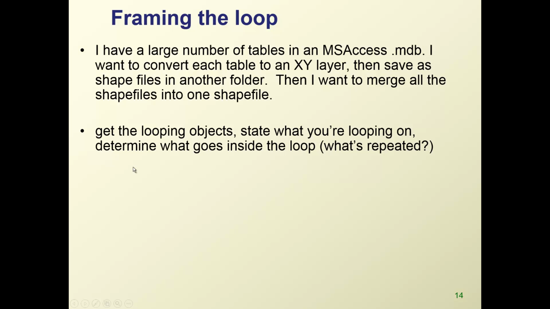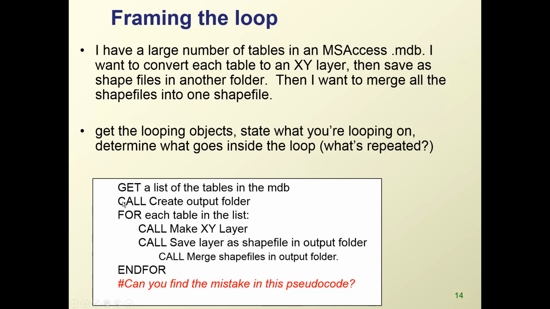So for this one, we can say get a list of tables in the MDB, call create output folder. Okay, that's something that you may or may not have thought about doing, but that's a step that would have to be done. So there's always wiggle room on level of detail for pseudocode. But anyway, for the for loop, you're going to do something for each table in the list of tables, which is call make XY layer, call save as shapefile in an output folder, and then call merge shapefiles in the output folder.